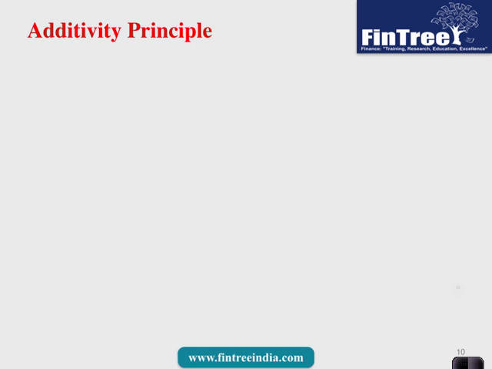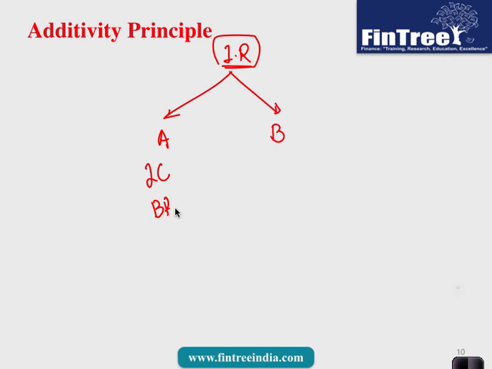Now think of it this way, that we want to calculate information ratio of a firm which has got two portfolio managers, A and portfolio manager B. We have their information coefficient data, we have their breadth data, but we want to find out information ratio of the entire firm. So then that ratio of firm is going to be calculated using the additivity principle.